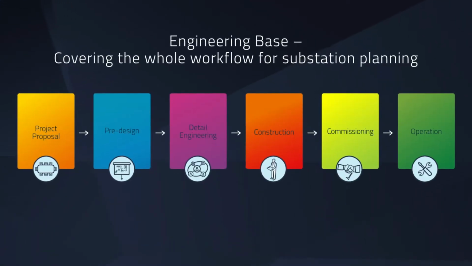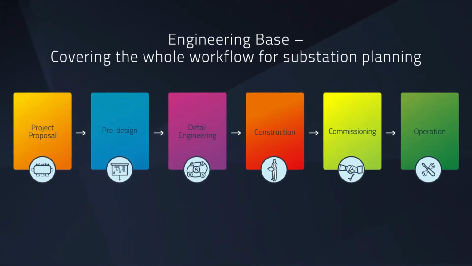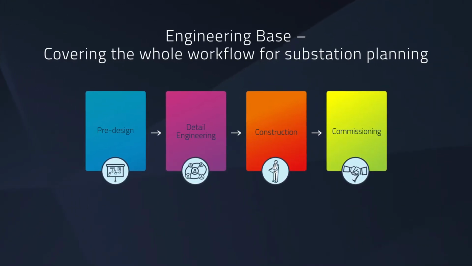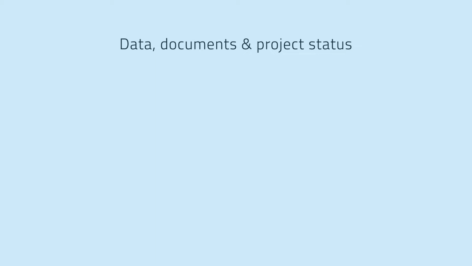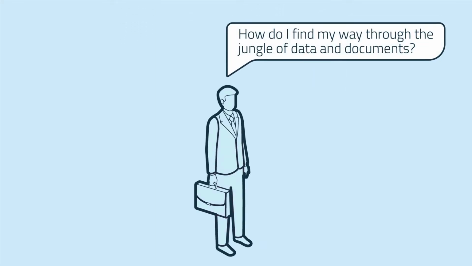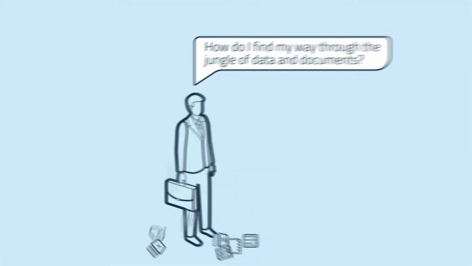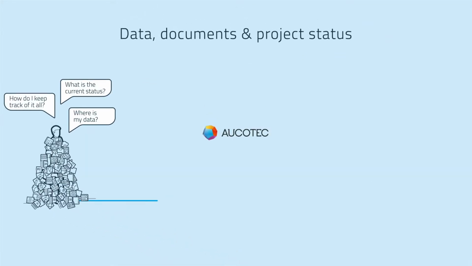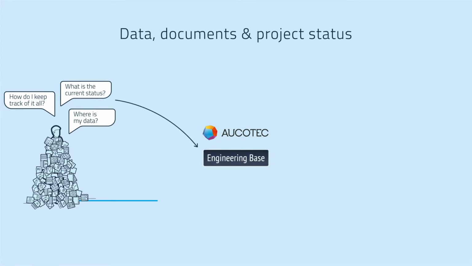Engineering base, covering the whole workflow for substation planning. Every project manager has experience of this, littered with project data such as single lines, revisions, PDF files and documents, and where is the current status? It needs to be tidied up, but how?